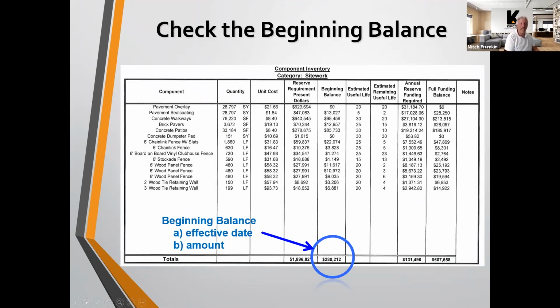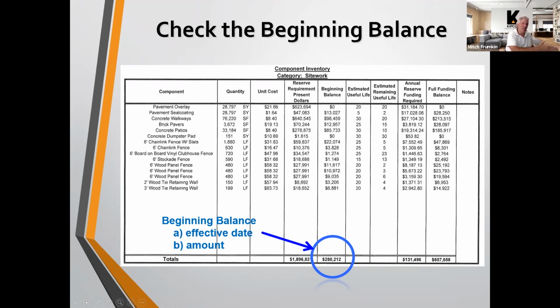One of the things we have to have is the beginning balance, because it affects the contributions. Most communities are on a fiscal year that matches the calendar year. So what we would need to know is the beginning balance that's anticipated at the point in time when the study becomes effective, which a lot of times is January 1st.